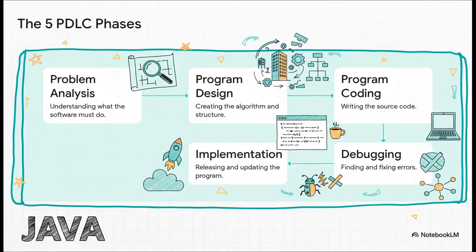So, the PDLC breaks this whole journey down into 5 clear phases. And trust me, skipping even one of these is a recipe for total disaster. First, you have to really, truly understand the problem. Then you design a solution, then you write the code, then you hunt down every single error you can find, and only then do you release it and keep it running for your users.